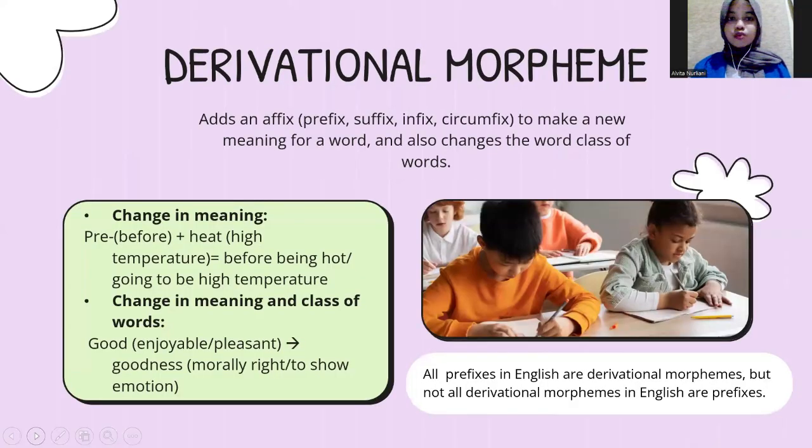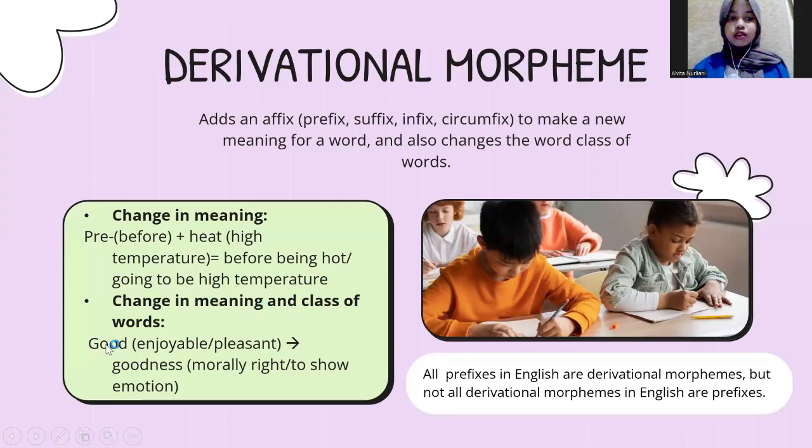In derivational morpheme, we add an affix. It can be prefix, suffix, infix, or circumfix to make a new meaning for a word, and also changes the word class of words. Derivational morpheme can change in meaning and also class of words. For example, here, I have the word preheat. Pre means before and heat means high temperature. So if we combine these compound words, preheat, it becomes before being hot or going to be high temperature. And change in meaning and class of words.